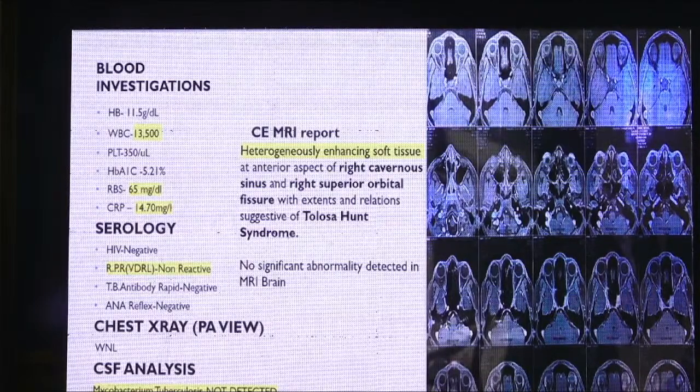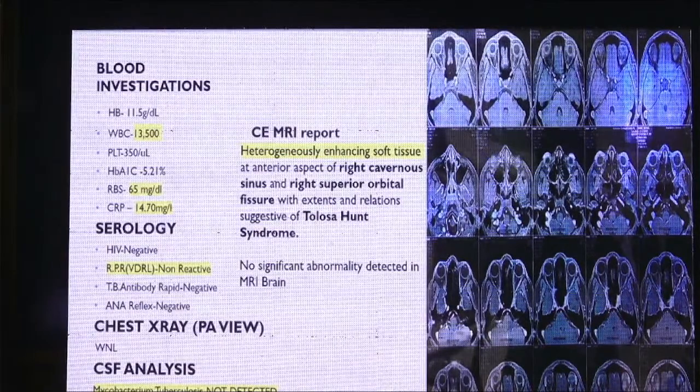Here we found that the WBC count was a bit high, 13,500. RBS was found to be normal, 65 milligram per deciliter. CRP was high, 14.70 milligram per liter. Viral markers were all negative, and a VDRL test was non-reactive. Chest X-ray showed normal findings, with no abnormality. On CSF analysis, there were no Mycobacterium tuberculosis or cryptococcal antigens.